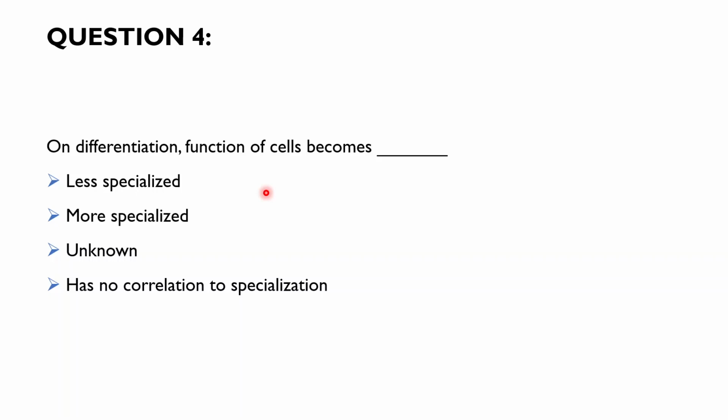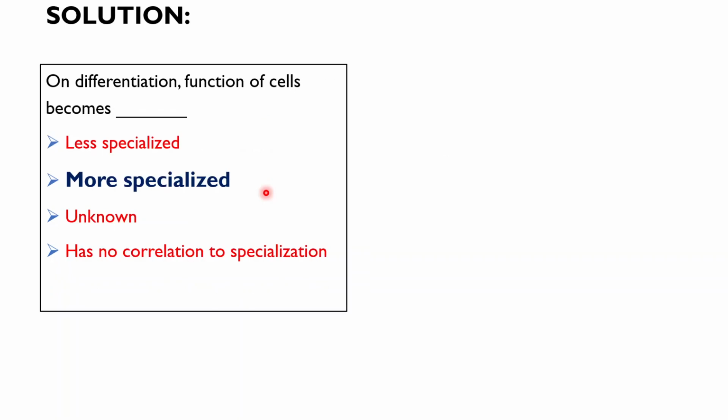Yes. So on differentiation, the function of cells becomes more specialized. True. We have already discussed this in our previous question and the previous slide. So now we'll move on to the next question.